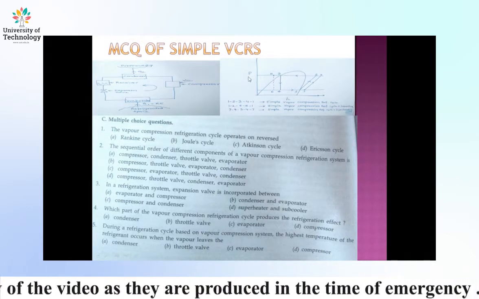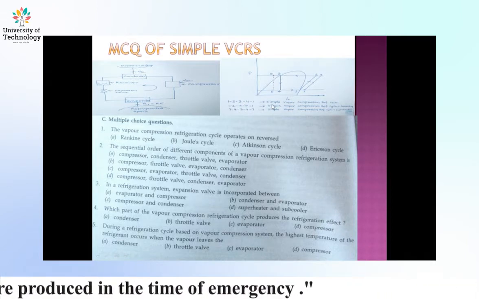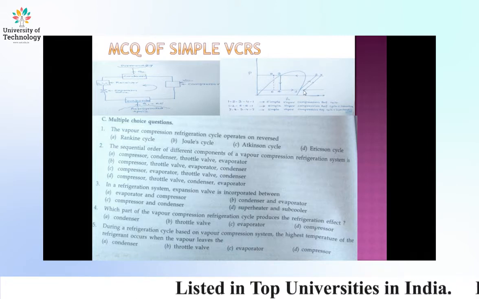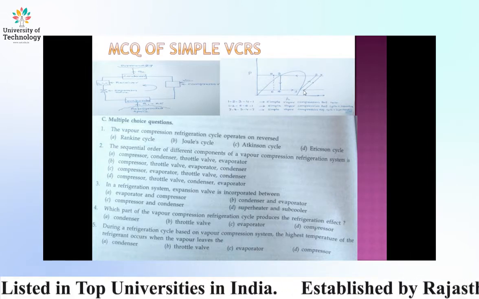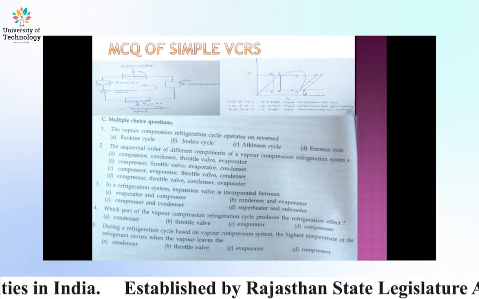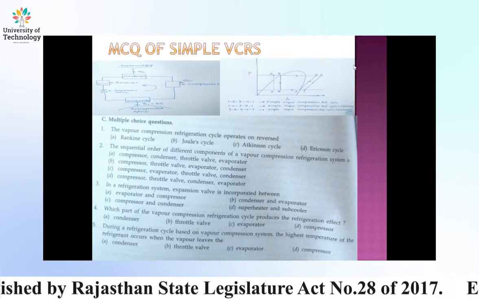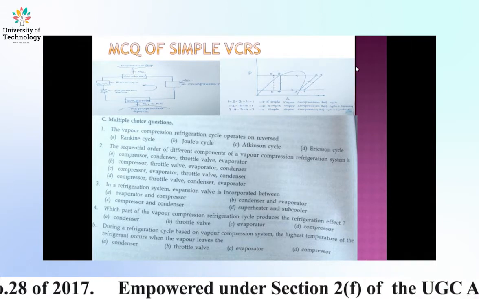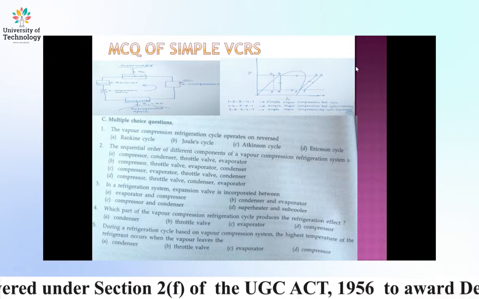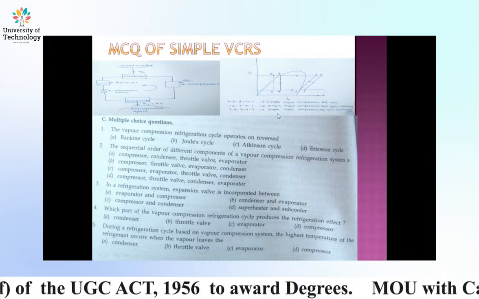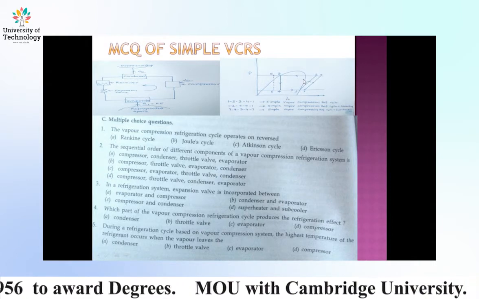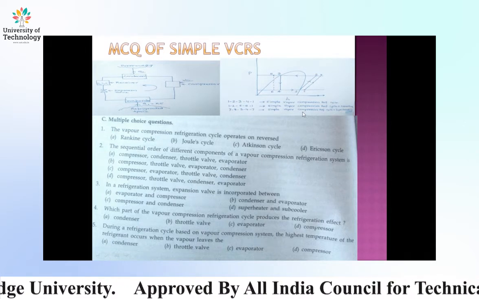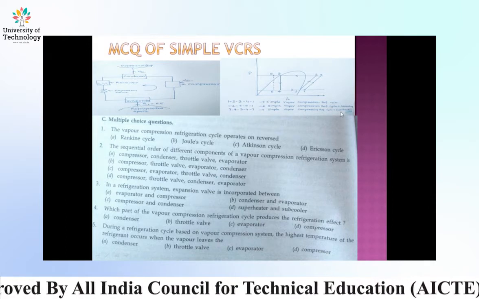This is the PH diagram. Look at this, 1 2 3 4 1. This is a simple vapor compression refrigeration cycle. Now look at 1 2 5 6 1. This is a simple vapor compression refrigeration cycle with subcooling. Look at this, 7 8 3 4 7. This is a simple vapor compression refrigeration cycle with superheating.